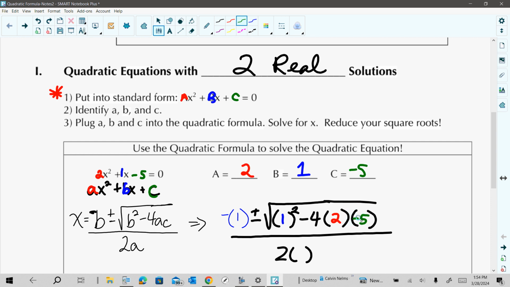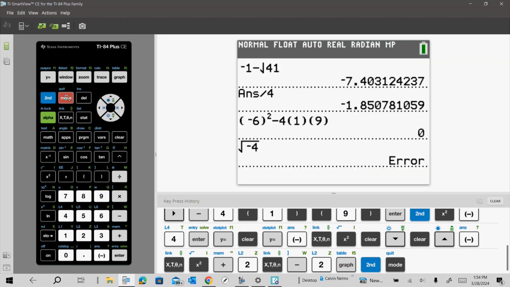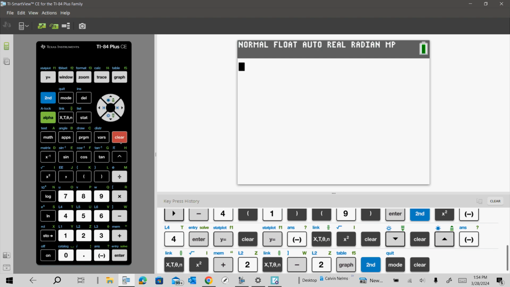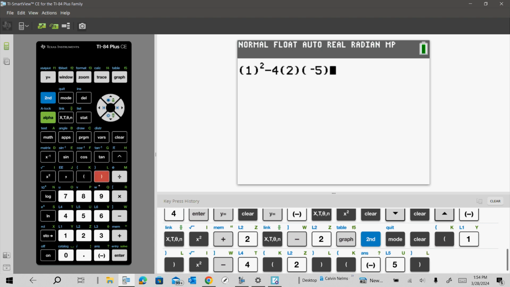When we get to our a, we have to put over 2a, so we put a 2 here. At this point, what you really need to do is focus on what's underneath the radical, which is all of this, and put that in your calculator. Let me just show you. We put parentheses 1, squared, and then minus 4 times 2 times negative 5, and hit enter. This is the value we're going to put underneath the radical.